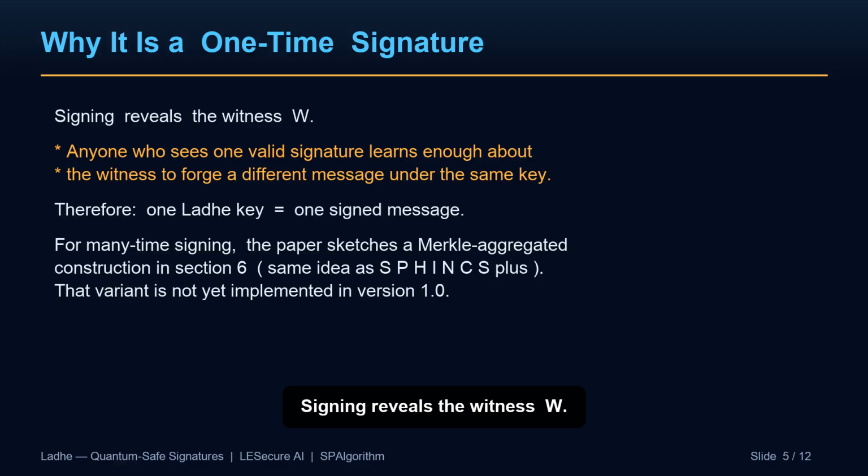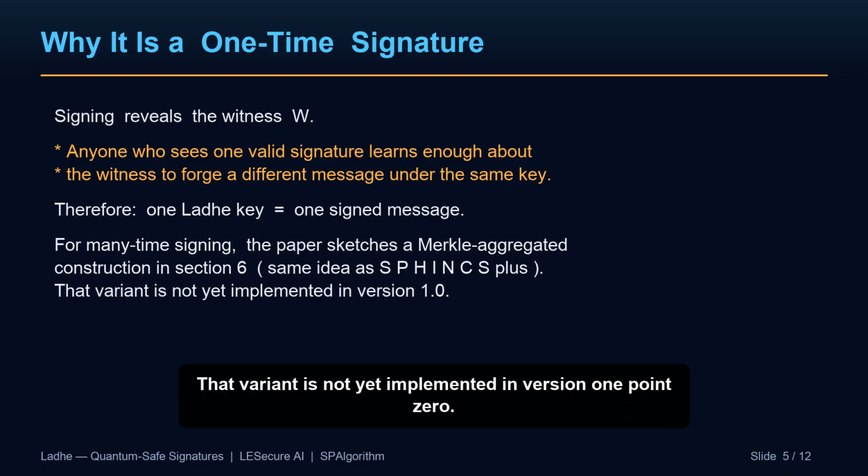An important caveat: LAD is a one-time signature scheme. Signing reveals the witness W. Anyone who sees one valid signature learns enough about the witness to forge a different message under the same key. Therefore, one LAD key signs one message. For many-time signing, the paper sketches a Merkle aggregated construction in section 6, the same idea SPHINCS+ uses. That variant is not yet implemented in version 1.0.